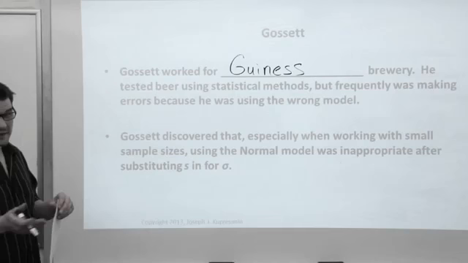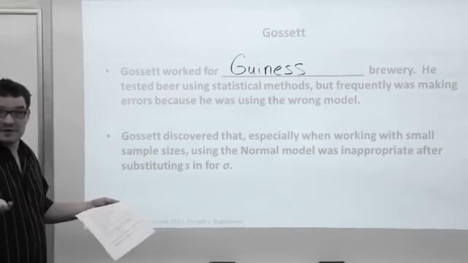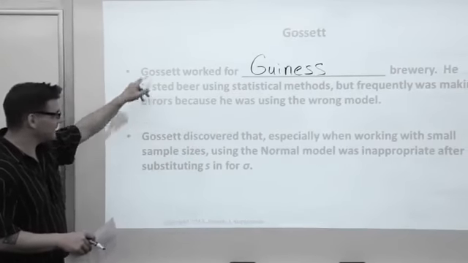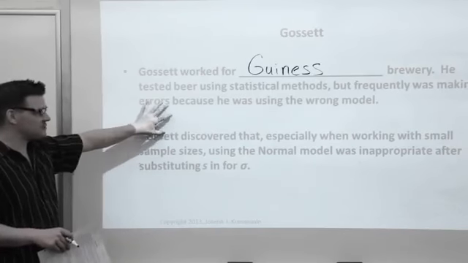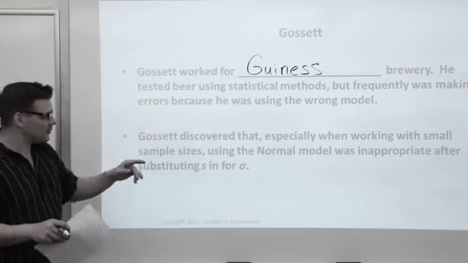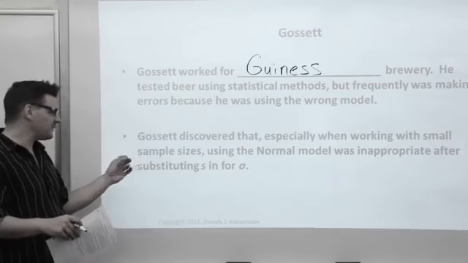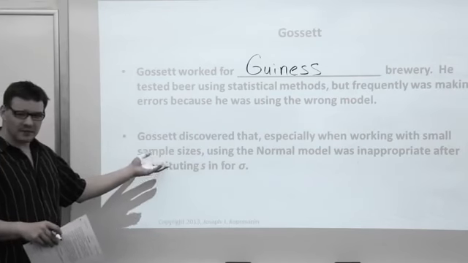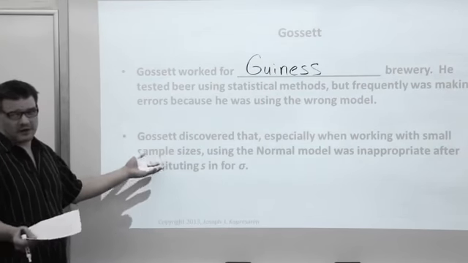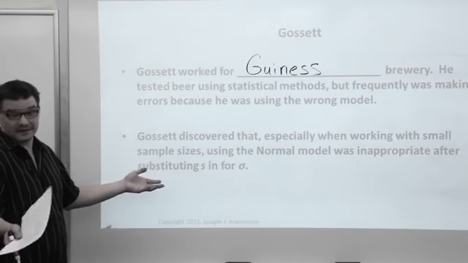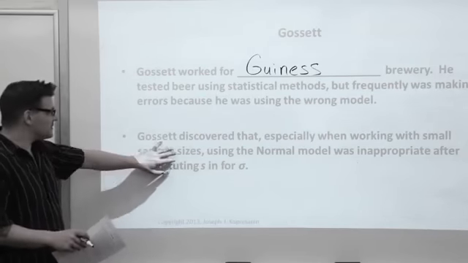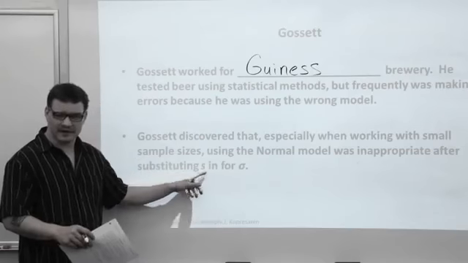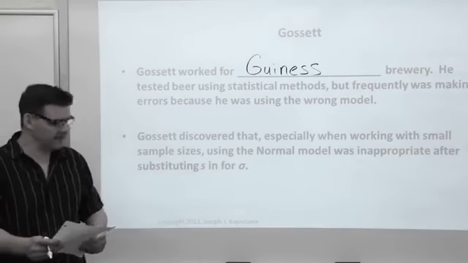And the brewers were getting upset with this statistician guy because he said the beer is just fine, we need to sell this, make some profits, right? He tested the beer using statistical methods, Gossett did. He was frequently making errors because he was using the wrong model. He was using the normal model. Gossett discovered, especially when working with small sample sizes, and if you're testing beer, you're probably going to be using pretty small sample sizes. One, because of the alcohol. Two, because if you keep testing the beer, you can't sell it. You're in the business of making money. So he was using the normal model inappropriately because he was substituting S in for sigma, because that's all he had. Right? All he had was a sample standard deviation.